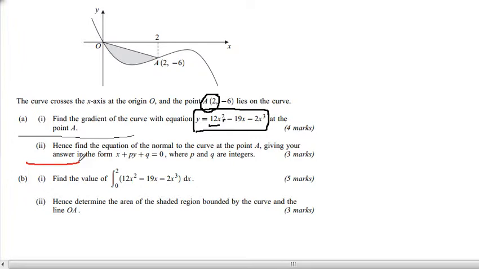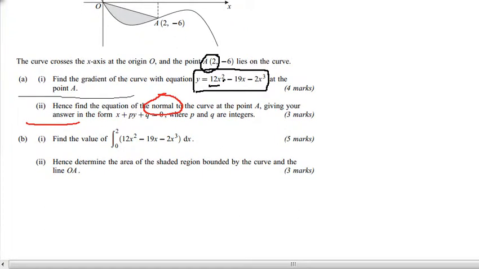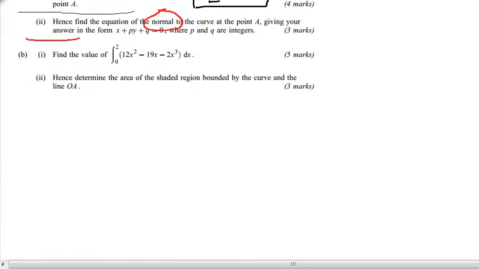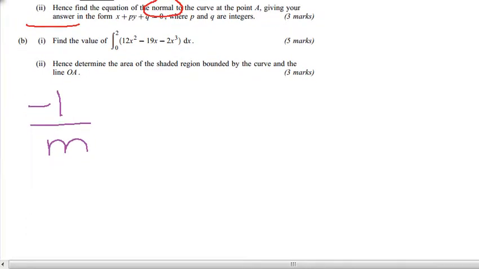Hence, find the equation to the normal. Now, make sure with this, be very careful you do not find the equation to the tangent. The equation of the normal is the line perpendicular to the tangent. So, the way we find out the gradient is we use this magic minus 1 over m. So the gradient at point A, we just found out, is 5. That's what it is, okay?